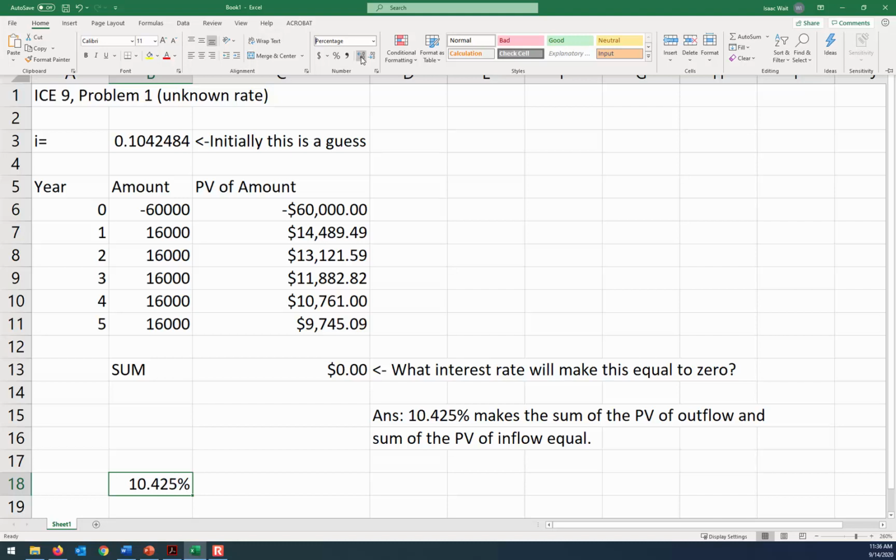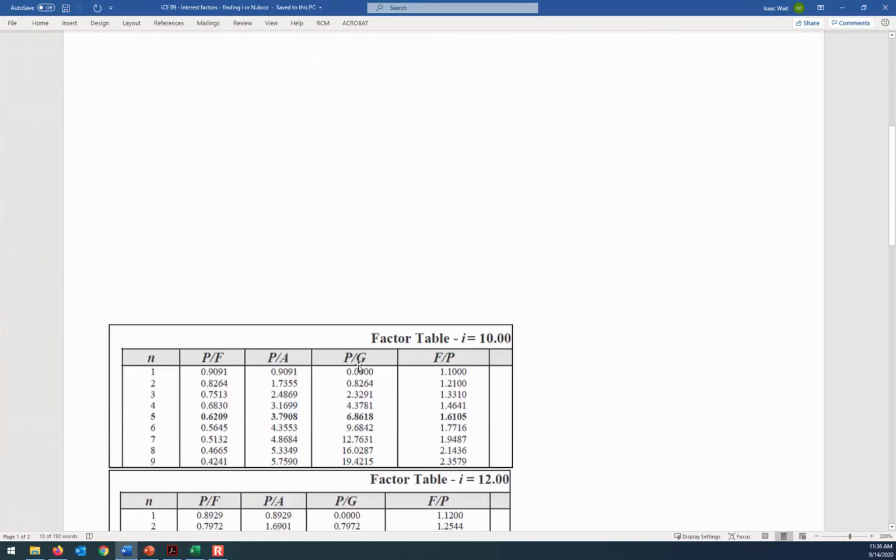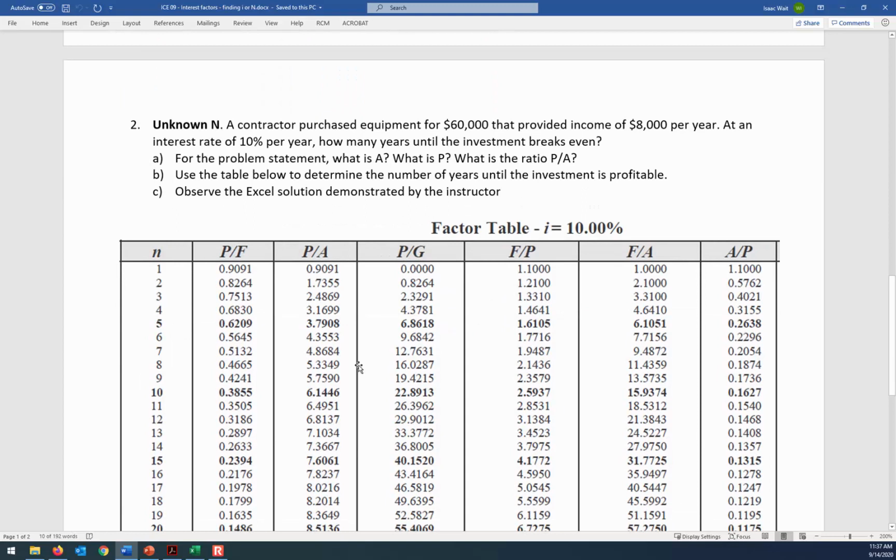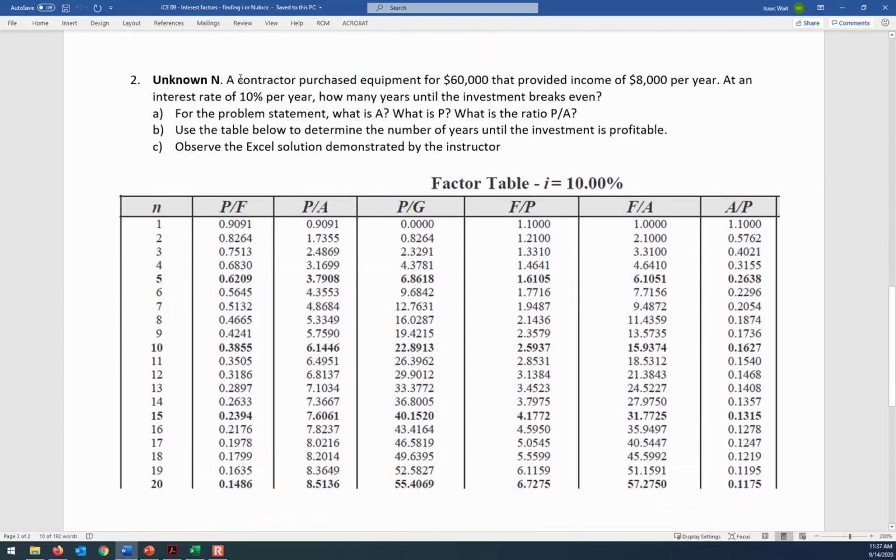All right. The next part of the in-class exercise says a contractor purchased equipment for $60,000 that provided income of $8,000 per year. At an interest rate of 10% per year, how many years until the investment breaks even?